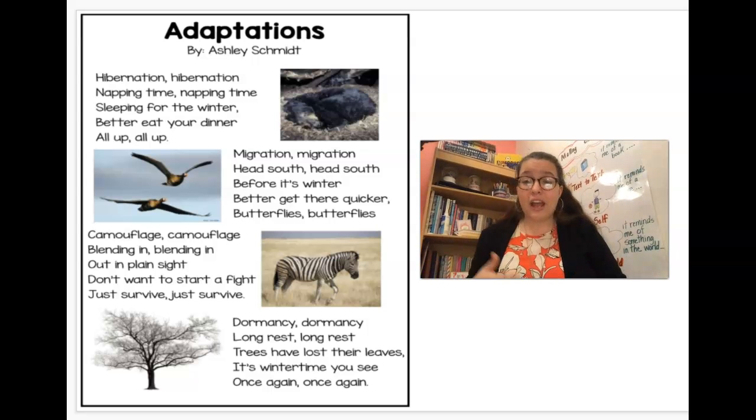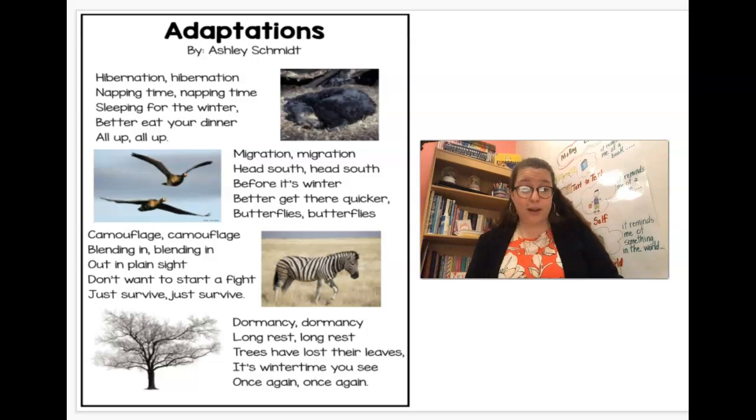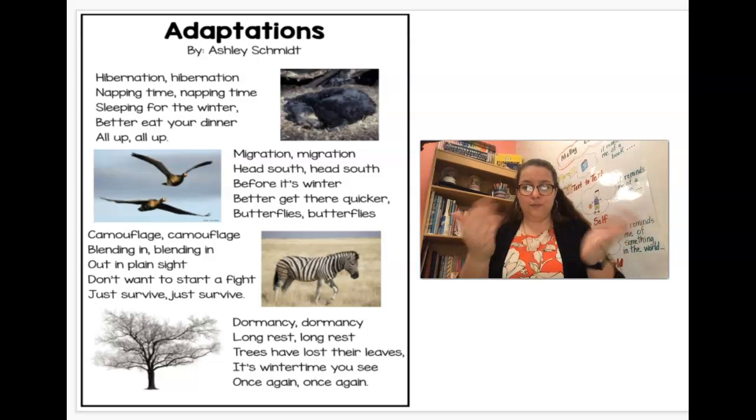Alright, so that's the poem that we're going to be working with for the rest of the week. I heard quite a few adaptations in there, and I heard some somewhat difficult words. Now it's time for us to read it together. I'm going to read a section of the poem, and then you are going to copy me reading that section. Then we'll move on to the next one, and the last one. And then I'll tell you what activity you're going to be doing today. So now you guys are going to be copying me. It's Adaptations by Ashley Schmidt. Your turn.